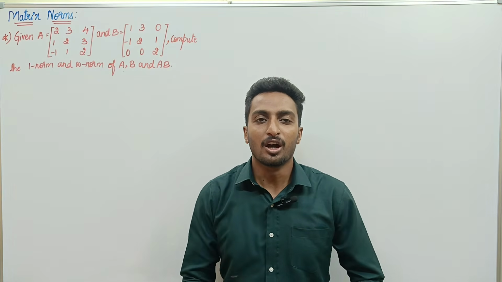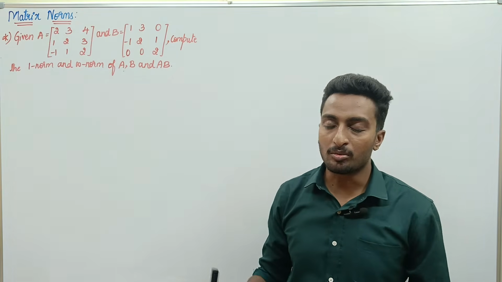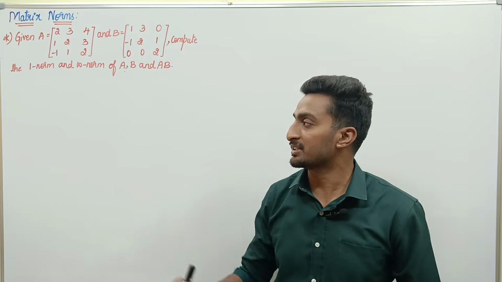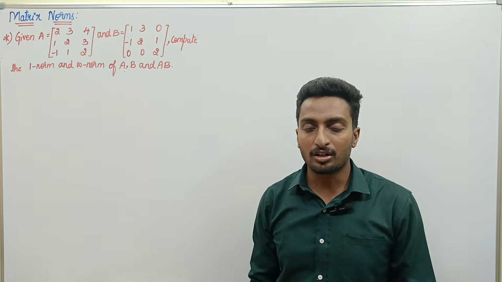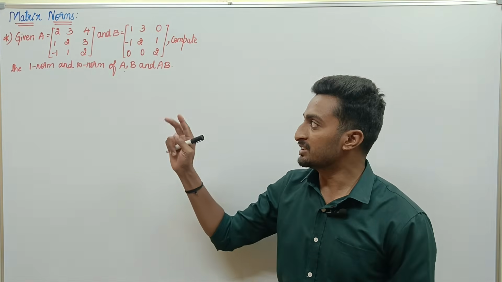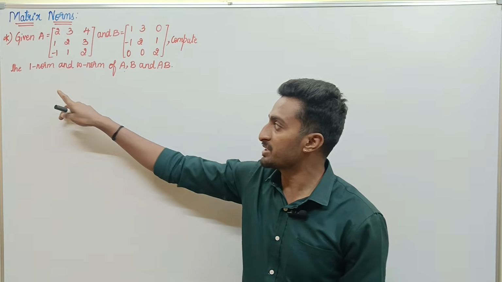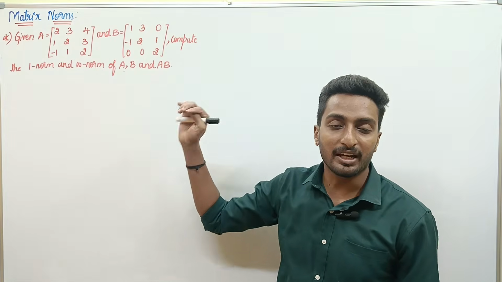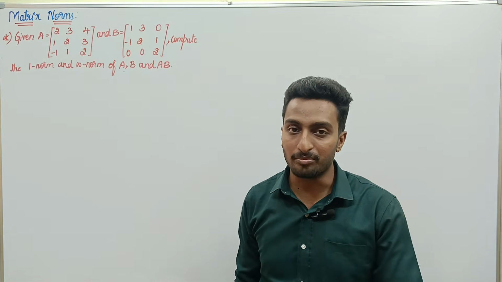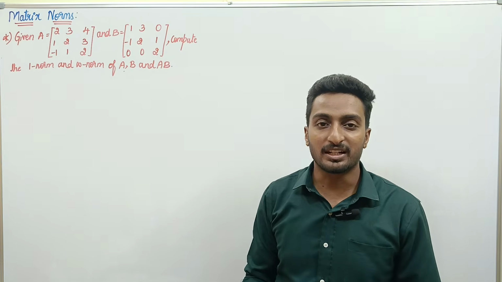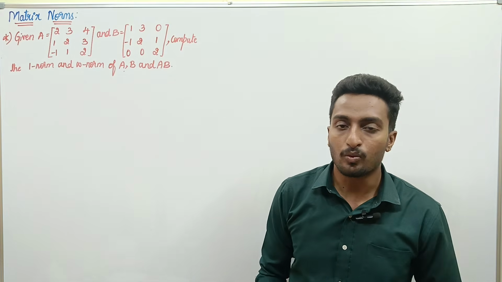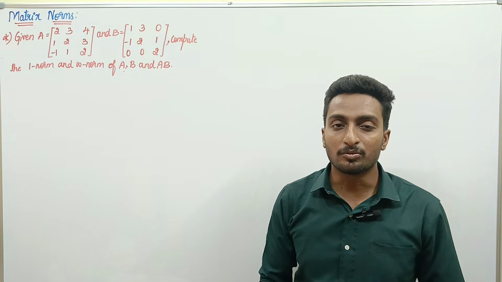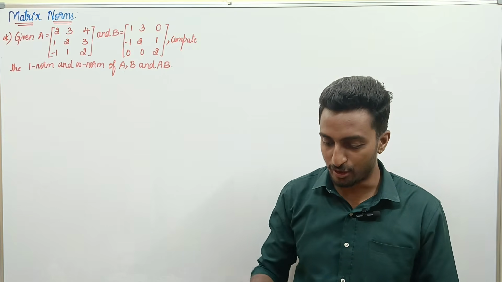Today we are going to learn how to solve the matrix norm, considering two sets of matrices, A and B. The order of the matrices is 3 cross 3. Considering these two matrices, I am going to represent the one norm and infinity norm of A, B and A into B. But we have A and B, we don't have A into B. First, let us find A into B, then let us find the one norm and infinity norm. It is one of the easiest concepts to represent the solution.